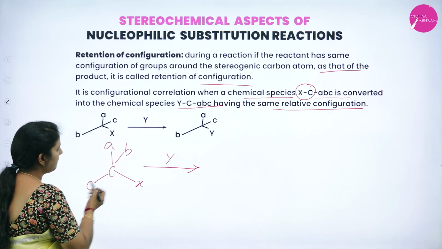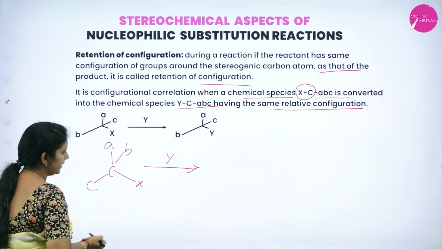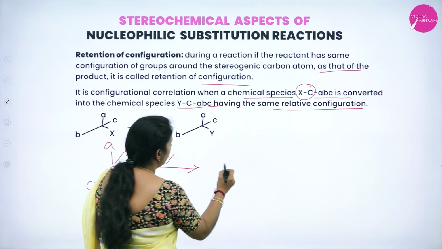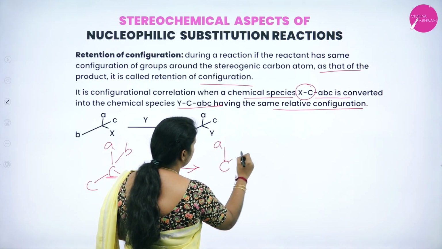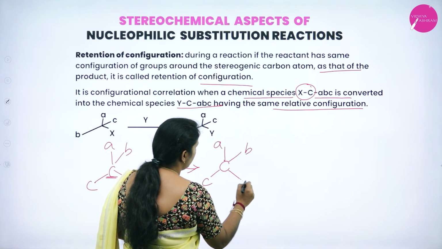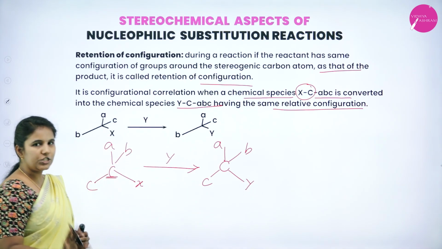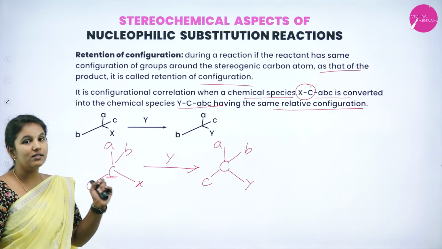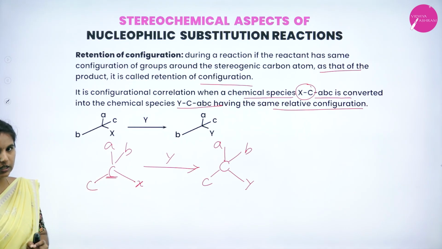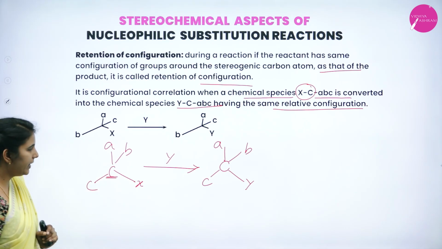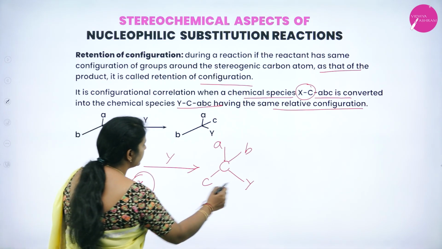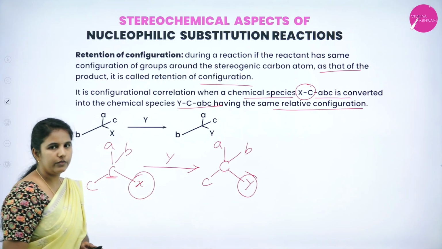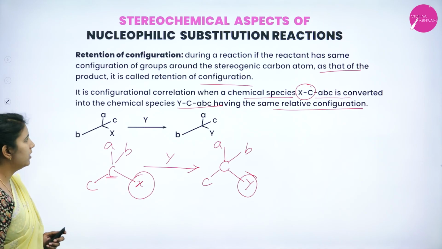Now, what will happen if the Y which is going to attack this carbon atom, then their configurations will be just changed. Such compounds are known as what? Retention of configuration. Their configuration is retained, but only the reactant or substrate group which has been replaced.